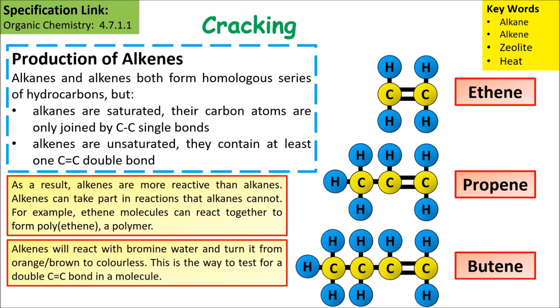Alkenes will react with bromine water and turn it from an orange-brown colour to colourless. So this is one way to test to see if a double bond is present in the molecule.